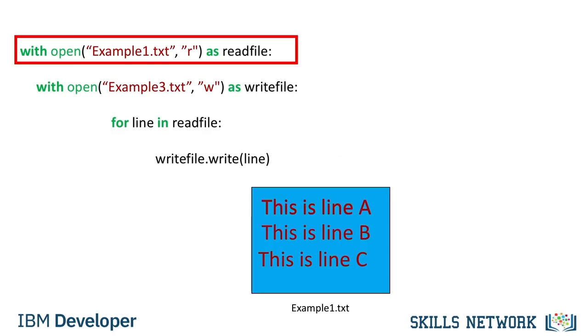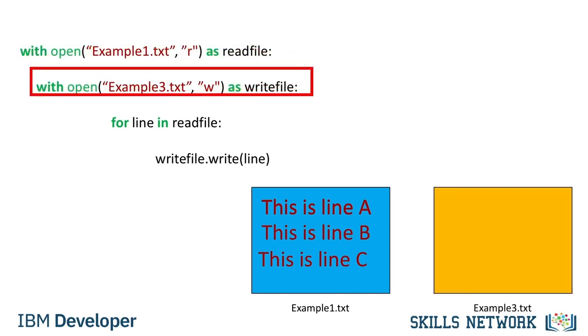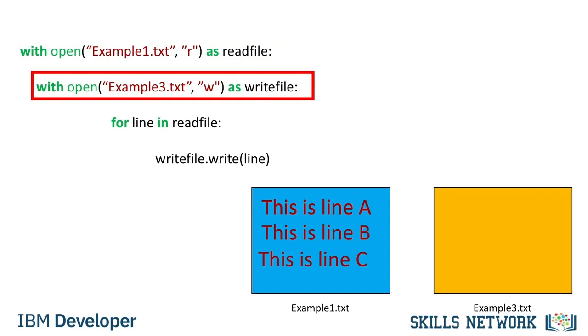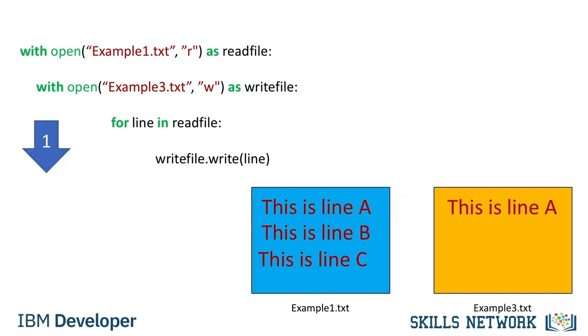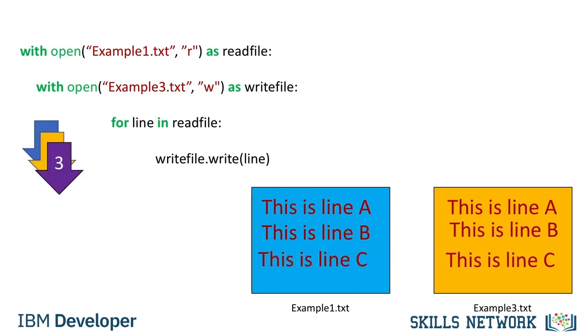First, we read the file example1 and interact with it via the file object, readFile. Then we create a new file example3 and use the file object, writeFile, to interact with it. The for loop takes a line from the file object, readFile, and stores it in the file example3 using the file object, writeFile. The first iteration copies the first line. The second iteration copies the second line till the end of the file is reached. Then both files are closed. Check out the labs for more examples.